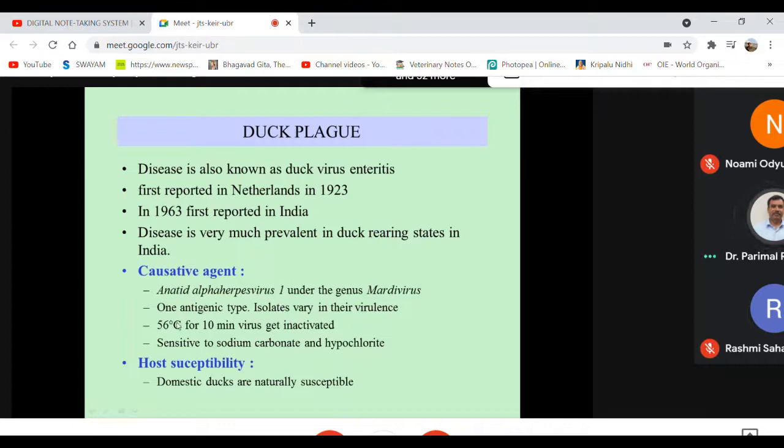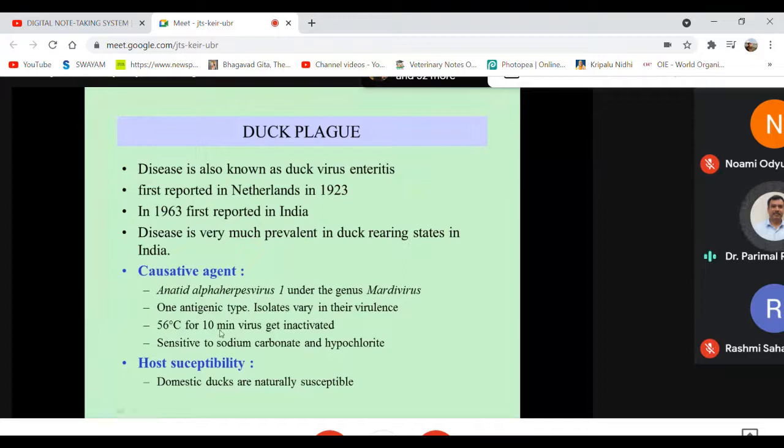The virus doesn't have any serotypes. Only one serotype means antigenically the viruses are similar. This is a positive point, that we can develop a good amount of vaccines against this particular disease. In fact, effective vaccines are available, and the disease can be controlled very efficiently by vaccination. But as I said, the nature of the herpes virus makes it difficult to eradicate the disease.